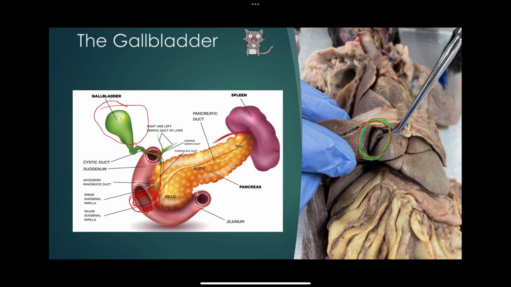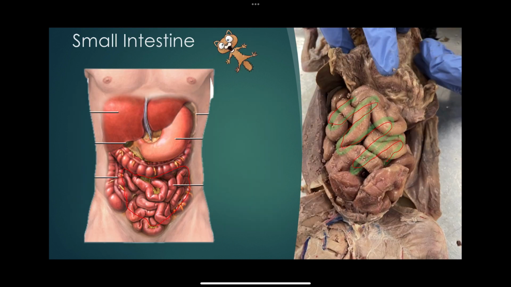The next organ would be the small intestine. In the cat model, it is highlighted here in green. We had to lift the greater omentum up to be able to see the small intestine, since it covers and protects it. For the human model, it's going to be right here, right under the colon, all of this area.